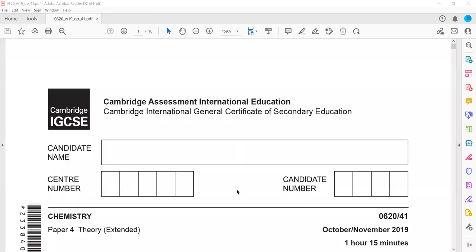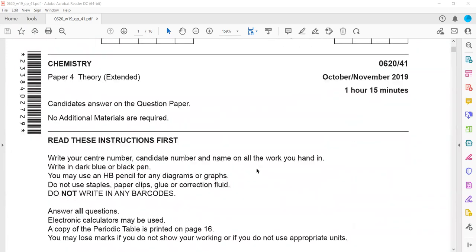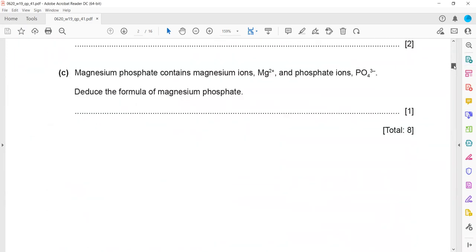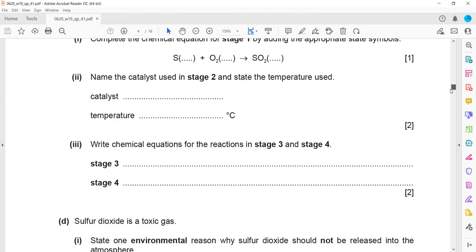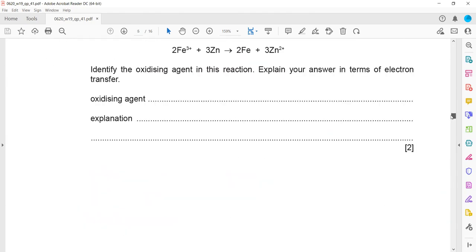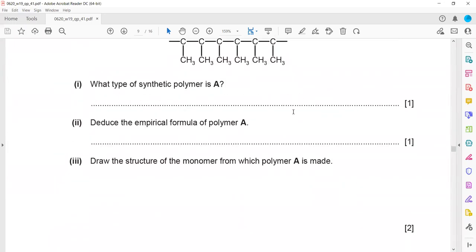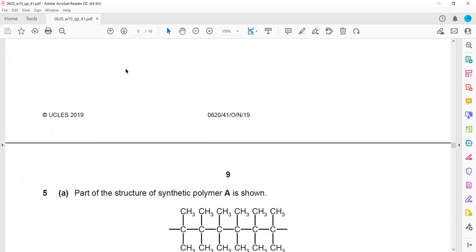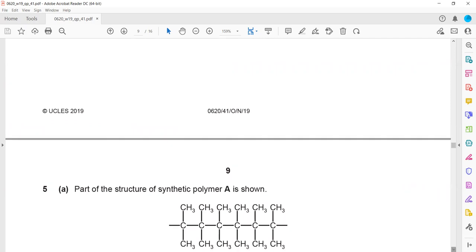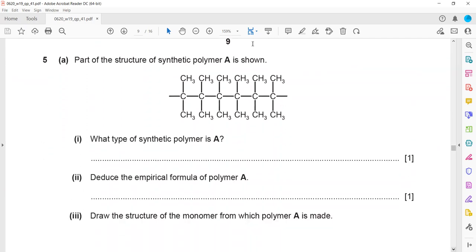Organic chemistry question from the winter 19 paper. Normally you will find the last question from organic chemistry. In question 5, part A, the structure of a synthetic polymer is shown.